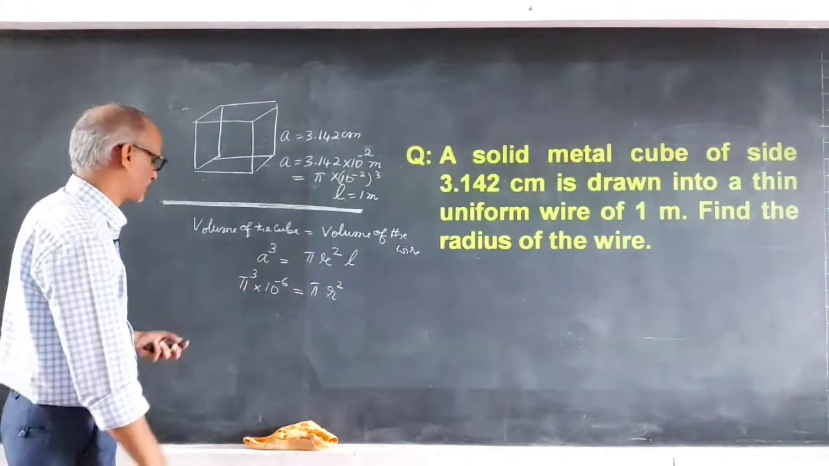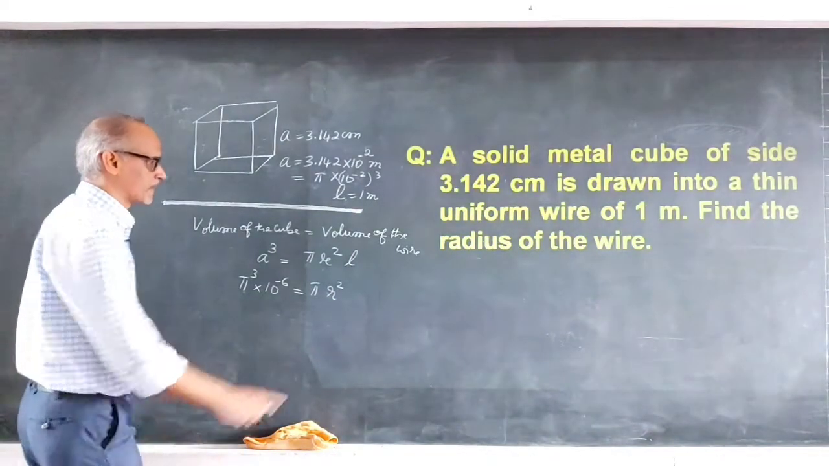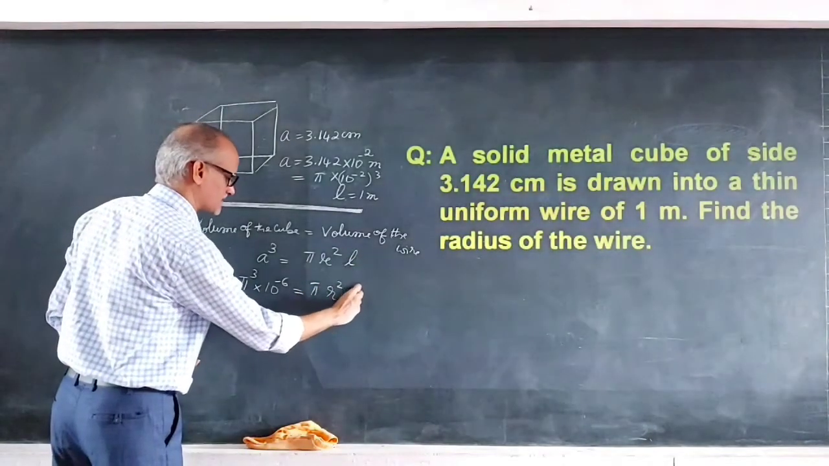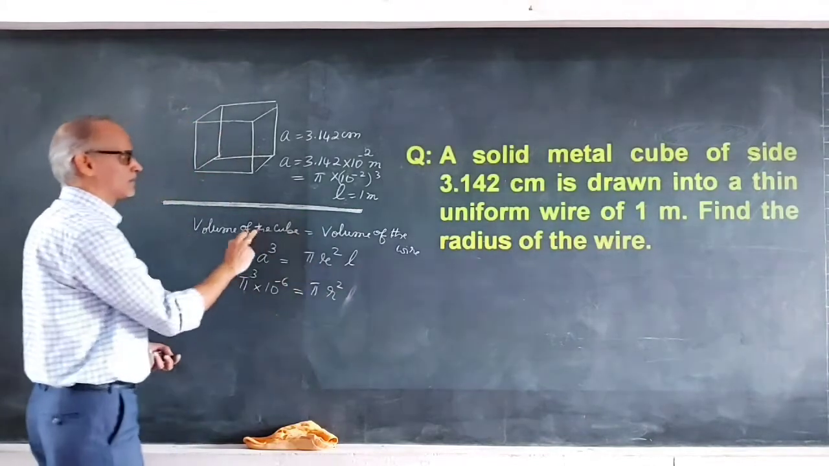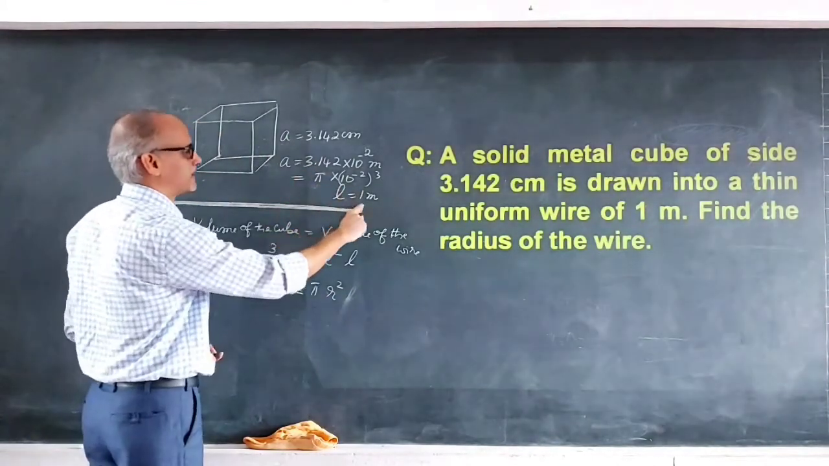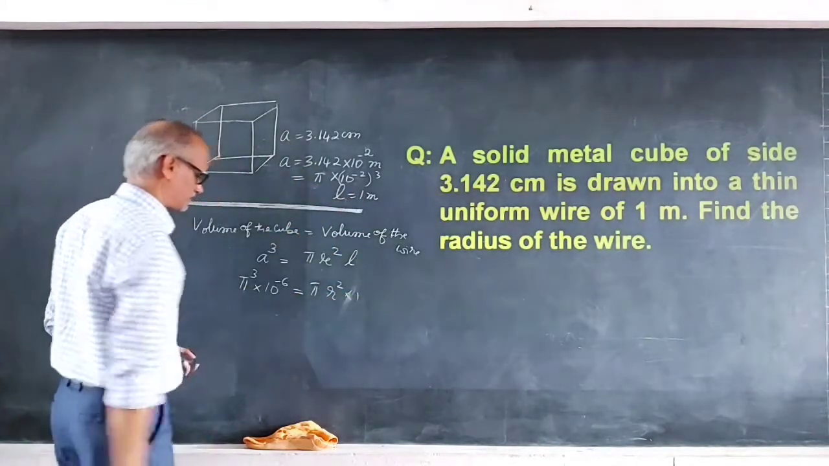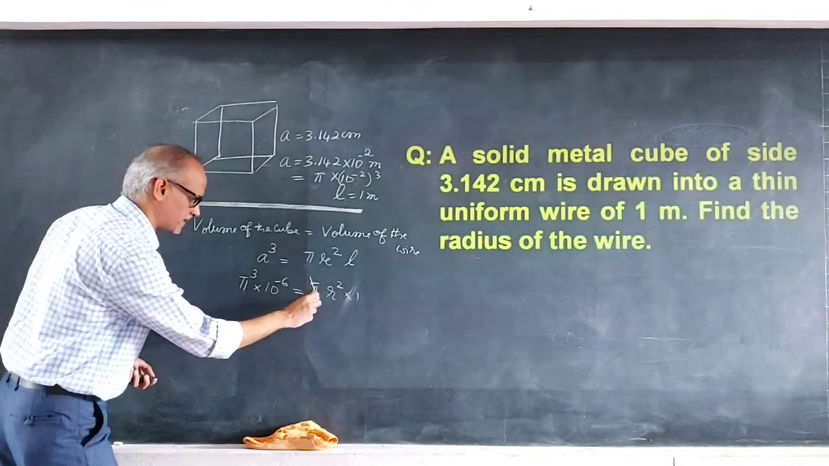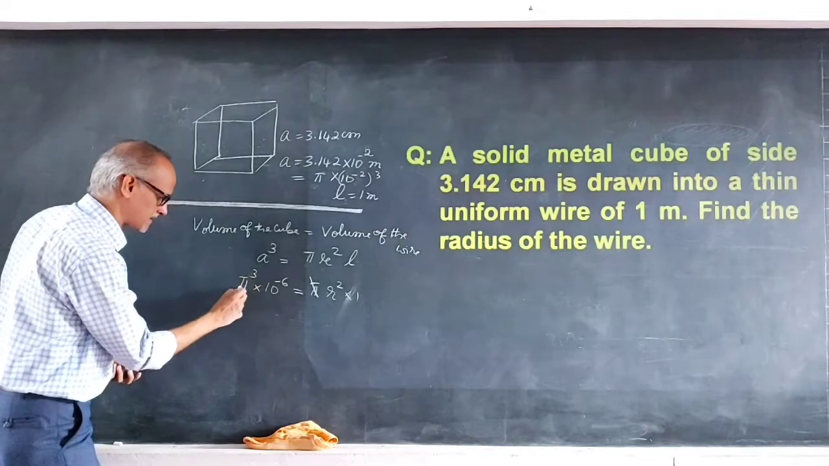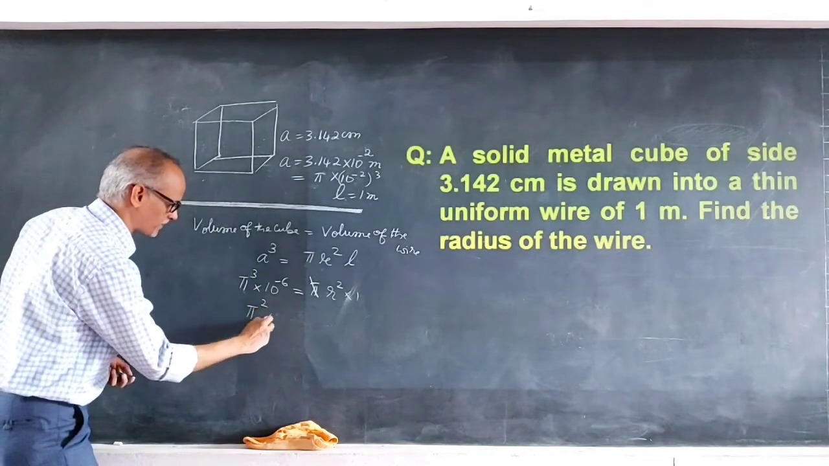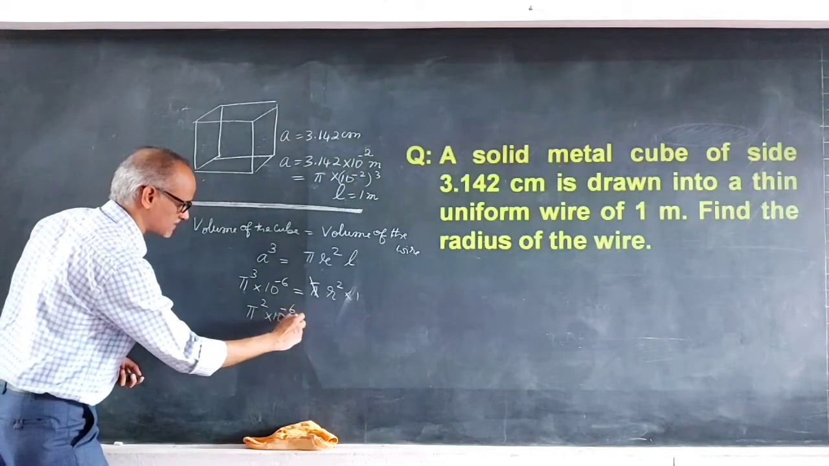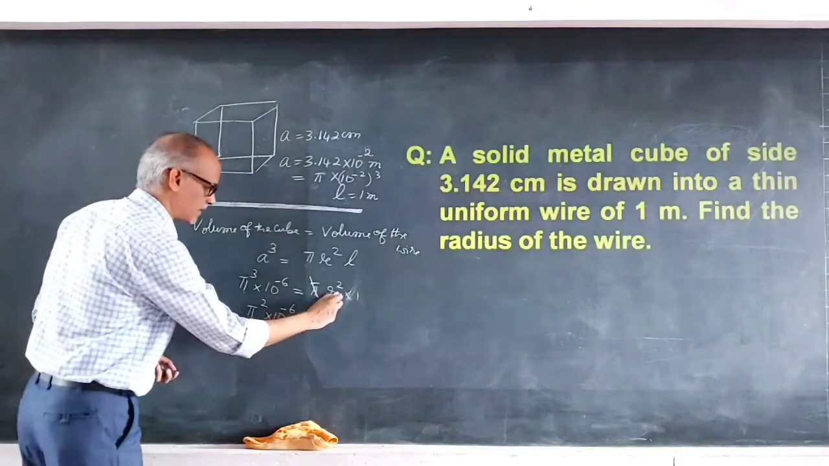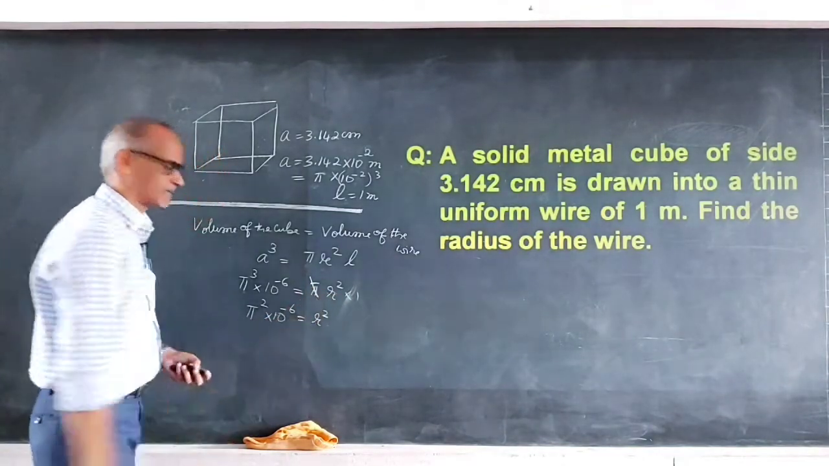We have to calculate the radius of that wire, pi r square, and then into L. L is given, it's 1 meter. Now one of the pi will get cancelled, and what you get is pi square into 10 to the power minus 6 is equal to r square.